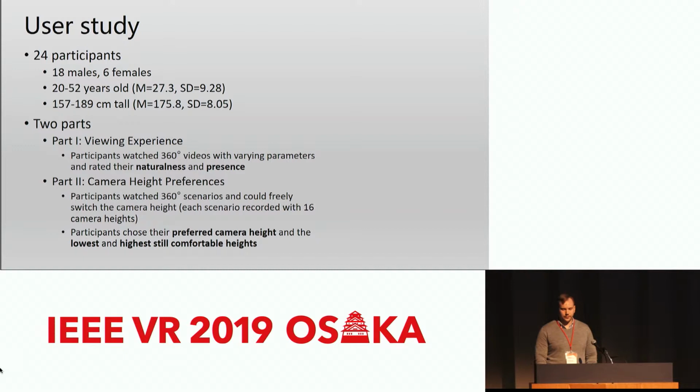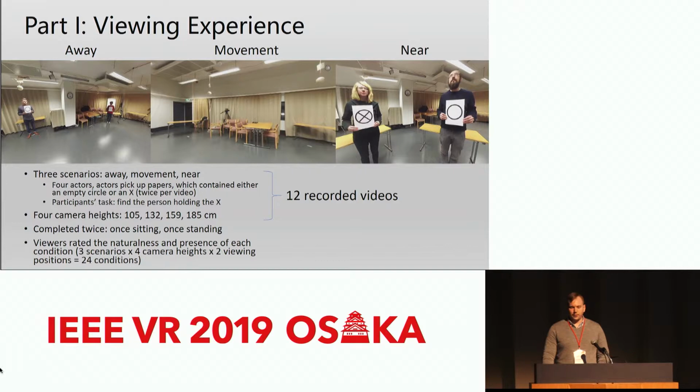To present the study in more detail, for the viewing experience part, we recorded three different scenarios. Each contained four actors. In the away scenario, all actors stood far away from the camera, roughly 4 to 5 meters away. In the movement scenario, actors switched places, and two actors walked right past the camera. In the near scenario, the actor stood close to the camera, roughly 1 meter away.